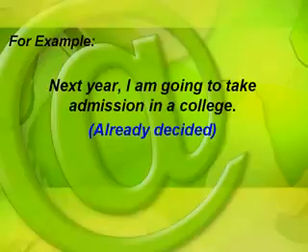For example, next year I'm gonna take admission in a college. This sentence shows that I have already decided this thing, and I'm not deciding this thing when I'm saying this sentence. So it shows that my decision of taking admission in a college is a pre-planned decision. I've already decided to do this thing.